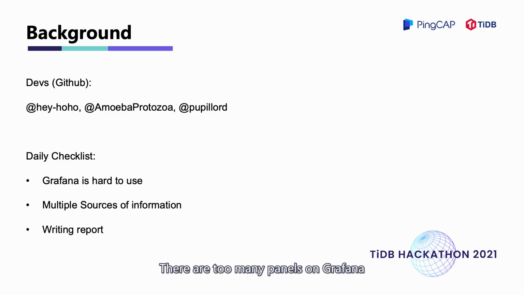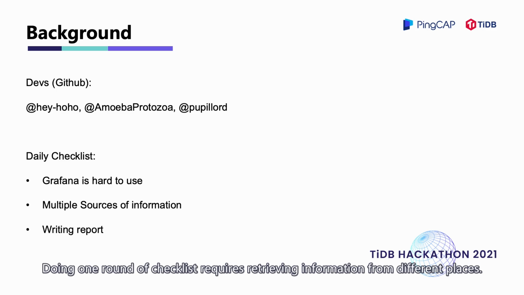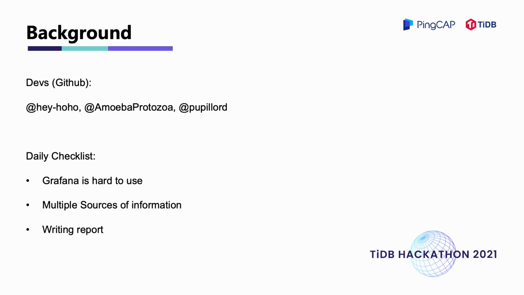There are too many panels on Grafana, all of them showing symptoms rather than causes. Knowing which panels to look at requires prior knowledge about what the consequences of each error look like. Moreover, sources of information are split between Grafana, Prometheus, TiDB dashboard, and databases. Doing one round of checklist requires retrieving information from different places.